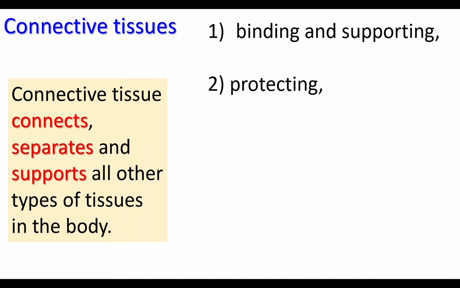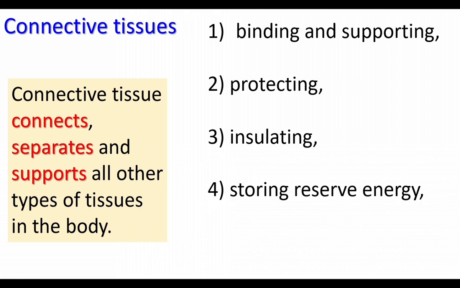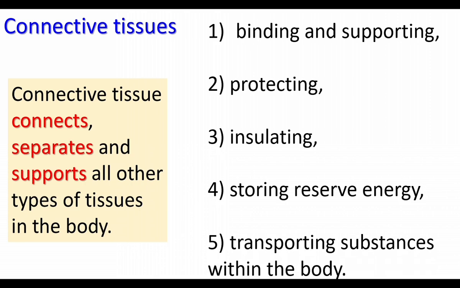Connective tissues protect the body. The bone is a connective tissue. It protects the organs. Connective tissues like fat storing cells act as an insulating layer. It acts as an insulating layer of heat. Heat conduction is prevented by connective tissues. Connective tissues store energy. Connective tissues like blood are involved in the transport of substances. Blood is a liquid tissue. It transports substances.